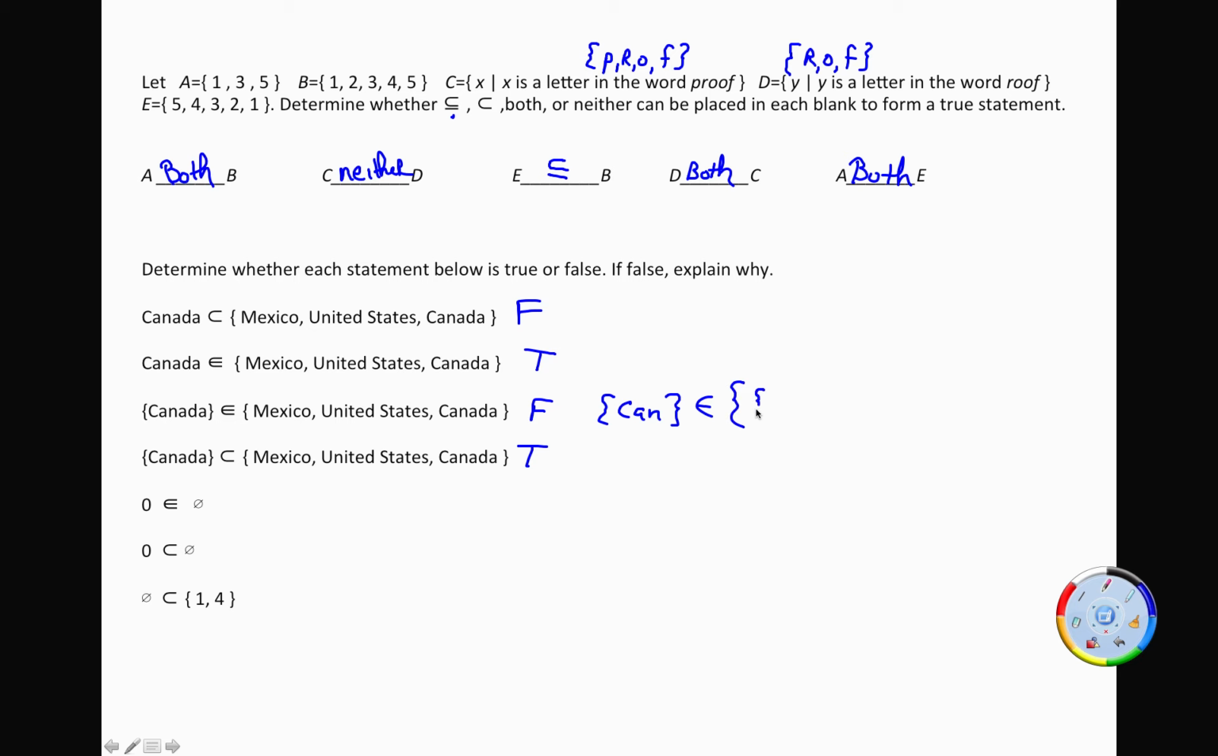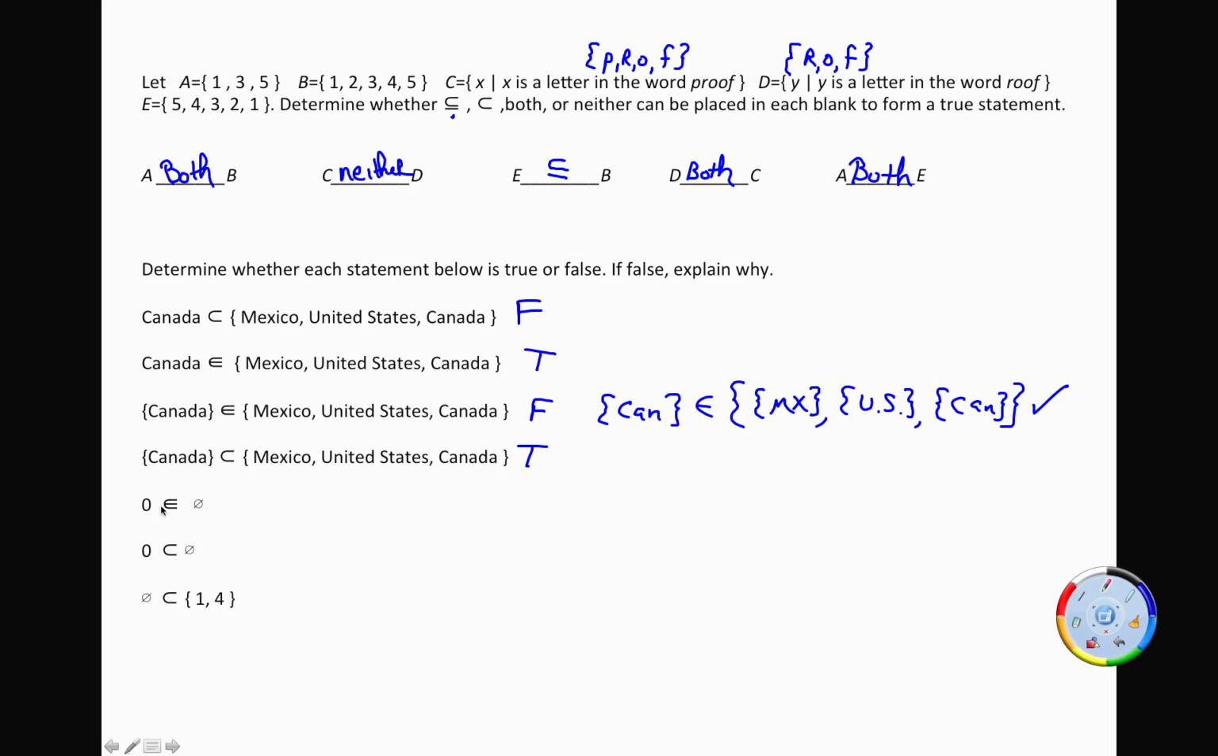Now, if my elements indeed were sets themselves, now this would be true. Notice the difference and pay very close attention to the subtle distinctions. This now is true because, yes, here's an element in this set that looks just like this.